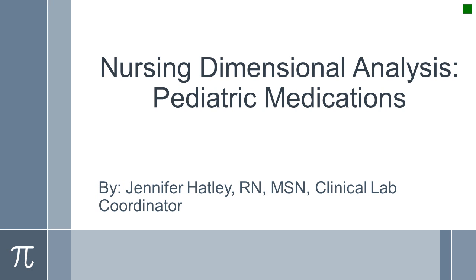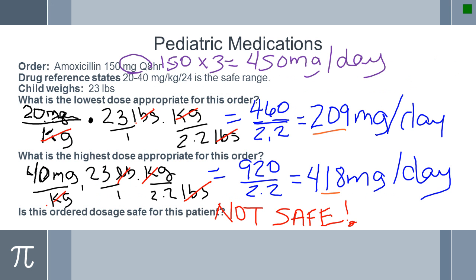So now let's work on some pediatric medications. When we start our pediatric medications, we're going to start with our safe dose range. This is probably what you'll see a lot. You'll get an order, and we need to look at our drug reference to see what the safe range is for that child. And then we want to know if our order is safe because we want to make sure that we're giving the safe amount.